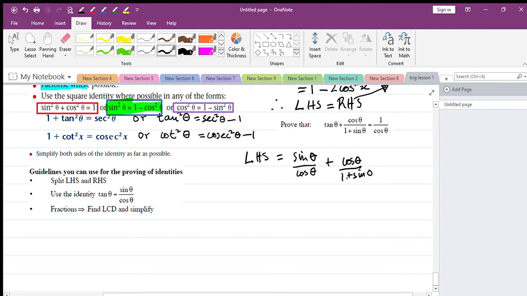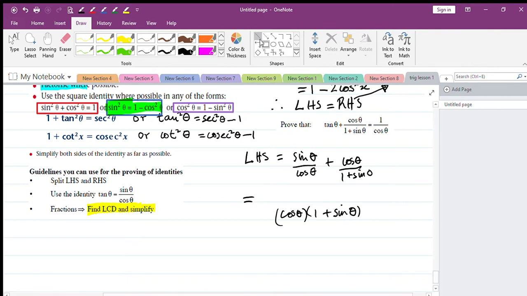Now what does it say? If there is a fraction, find the LCD and simplify. There it is. If we have a fraction, we need to find the LCD. After finding the LCD, we need to simplify. So let's do exactly that. The LCD here is cos theta times 1 plus sin theta.